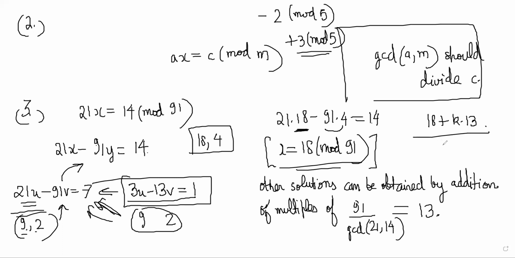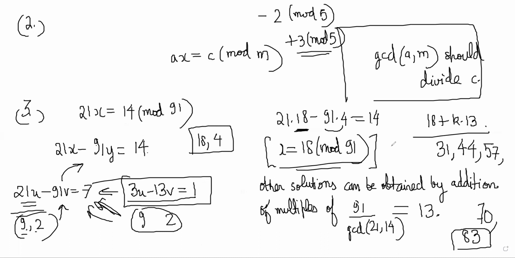So what I'm saying is 31 will also be a root. 44 will also be a root when you add 26, right? Then what else will be a root? 3 times 13 is 39, plus 18 is 57. 57 should also be a root. And then 4 times 13 is 52, plus 18 is 70. 70 should also be a root. And what else? 5 times 13, 65, plus 18 is 83. 83 should also be a root. After that, 96 is also a root.